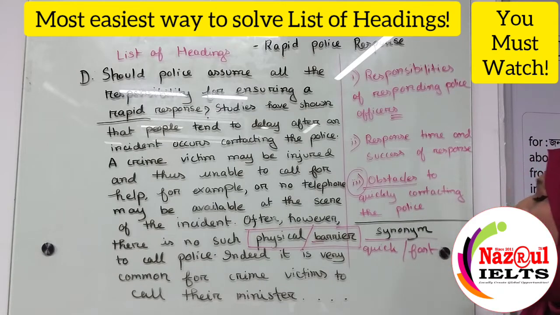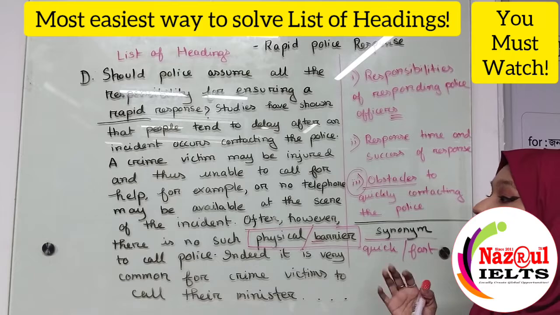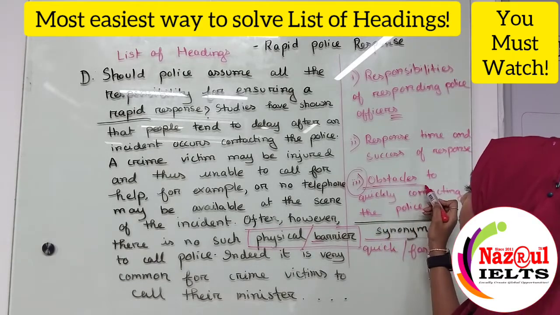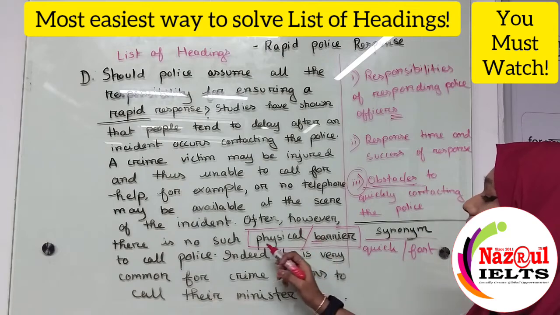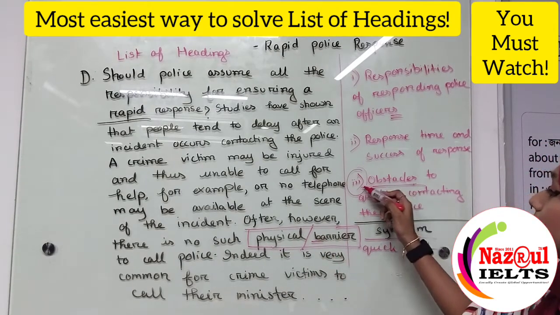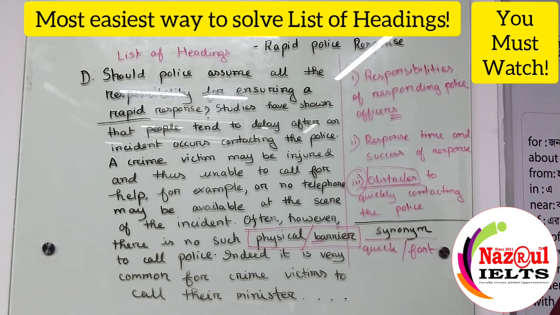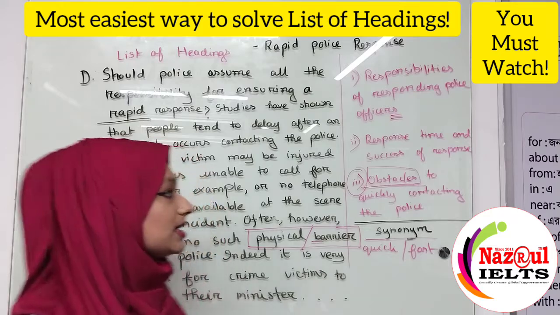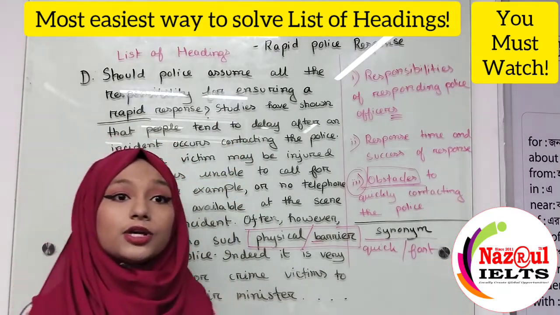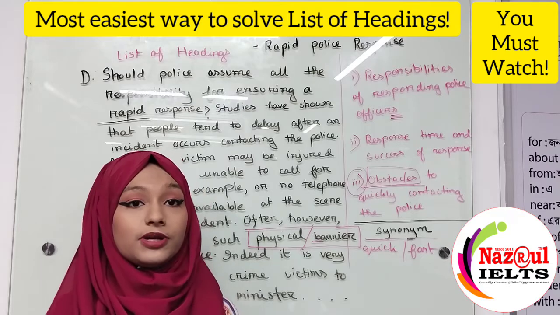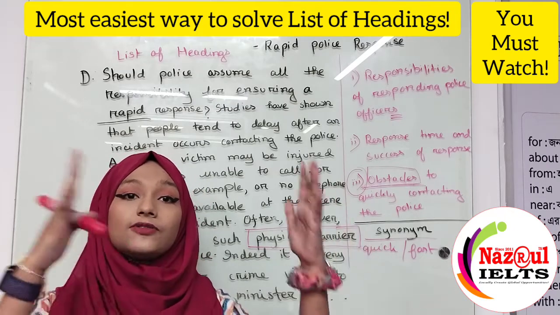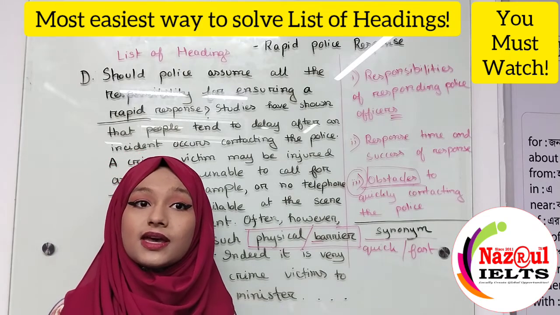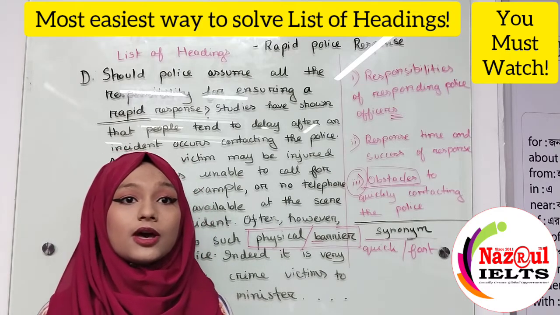Why is the answer number 3? First, the most noticeable one is the key point or the keyword synonym. Here it's talking about a physical barrier, and here we can see obstacle as our synonymous word, right? Obstacle. So the answer is obstacles to quickly contacting the police. In an easier way, the entire paragraph is talking about the barriers that victims face in informing the police faster. They have even given us a list of things that the victims face that makes them delay calling the police or their system.